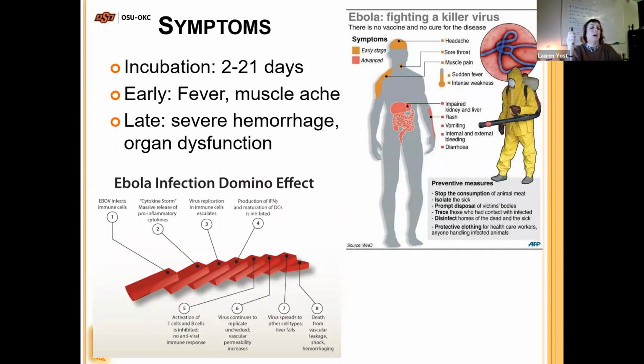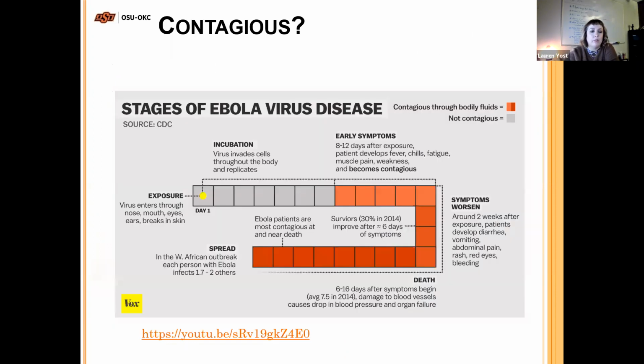Symptoms include, early on, fever and muscle aches, something you might not even be concerned about. The incubation period is 2 to 21 days, where you wouldn't have any symptoms. Later on in the disease, we might have development of severe hemorrhaging and organ dysfunction, but you otherwise might think you just have something like a flu at first.